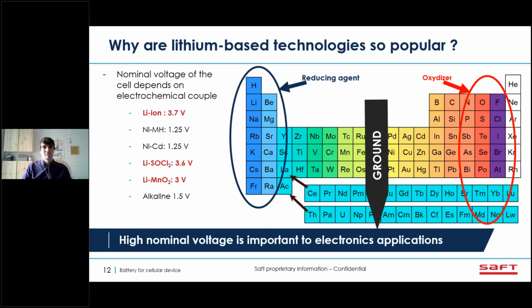So for a high nominal voltage, if you have a look at lithium chemistry, it's on the top left, and the oxygen, sulfur, and chlorine for lithium SOCl2, lithium thionyl chloride. This is one of the strongest electrochemical couples existing. And this is the highest nominal voltage you can find on the market. So it's more interesting most of the time for electronics applications.